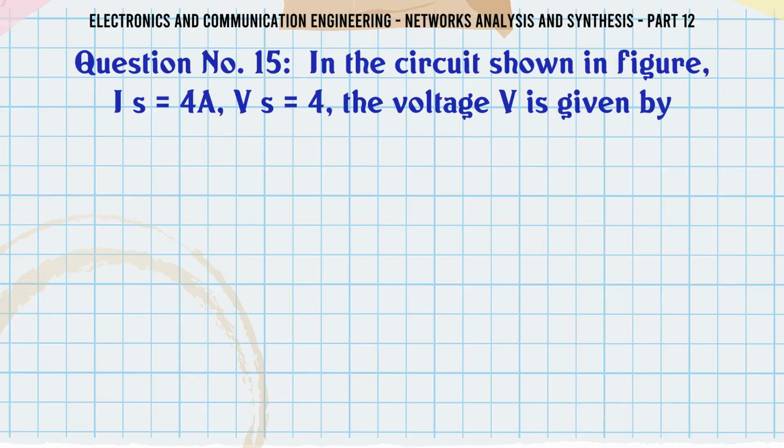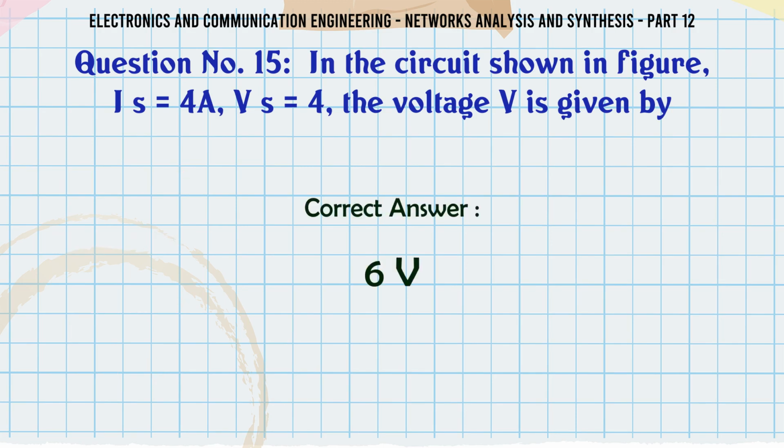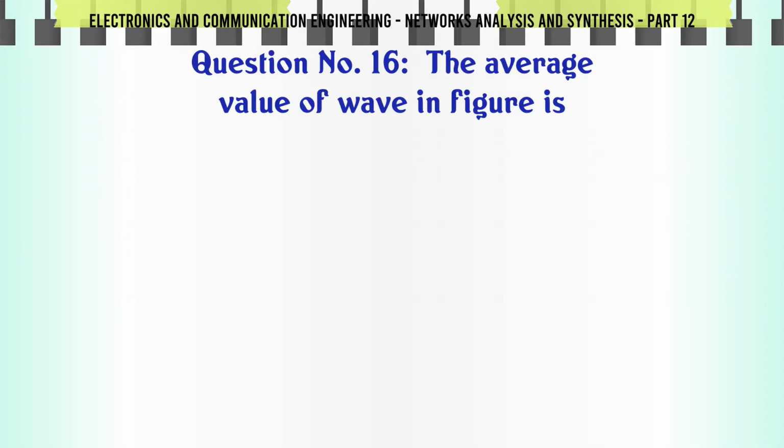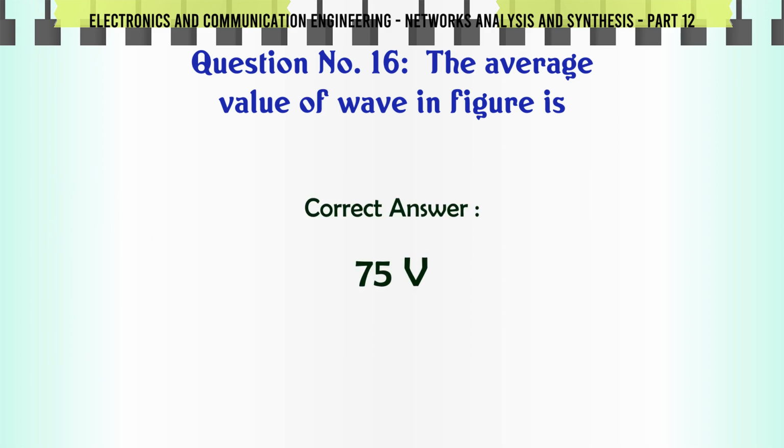In the circuit shown in the figure, I = 4 A, the voltage V is given by: A, 6 V; B, 8 V; C, 4 V; D, 2 V. The correct answer is 6 V. The average value of the wave in the figure is: A, 90 V; B, 75 V; C, 60 V; D, 50 V. The correct answer is 75 V.